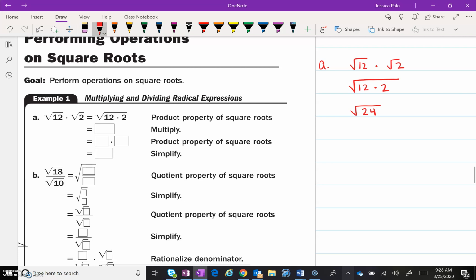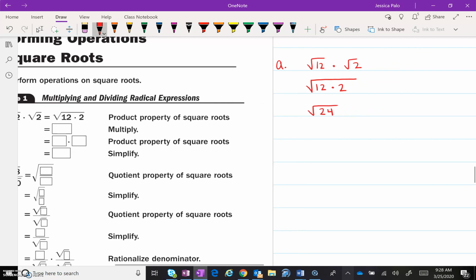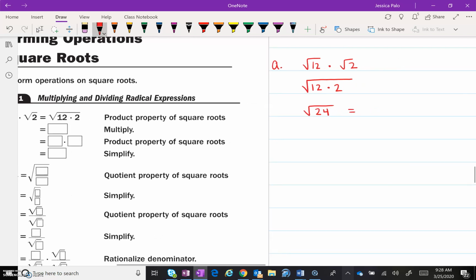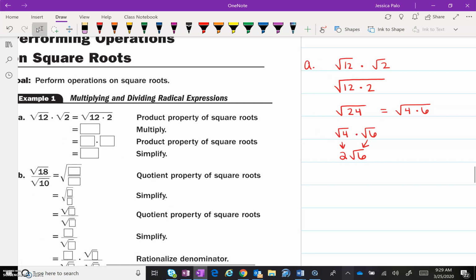Now, we are going to simplify. You can do perfect square factors or you can do prime factorization. I am going to do perfect square factors for this one because it's a small number. So perfect square factors would be 4 times 6. Radical 4 times radical 6 would equal, square root of 4 is 2. Can't do anything with radical 6, so it stays radical 6, and our final answer is 2 radical 6. So radical 12 times radical 2 is 2 radical 6.